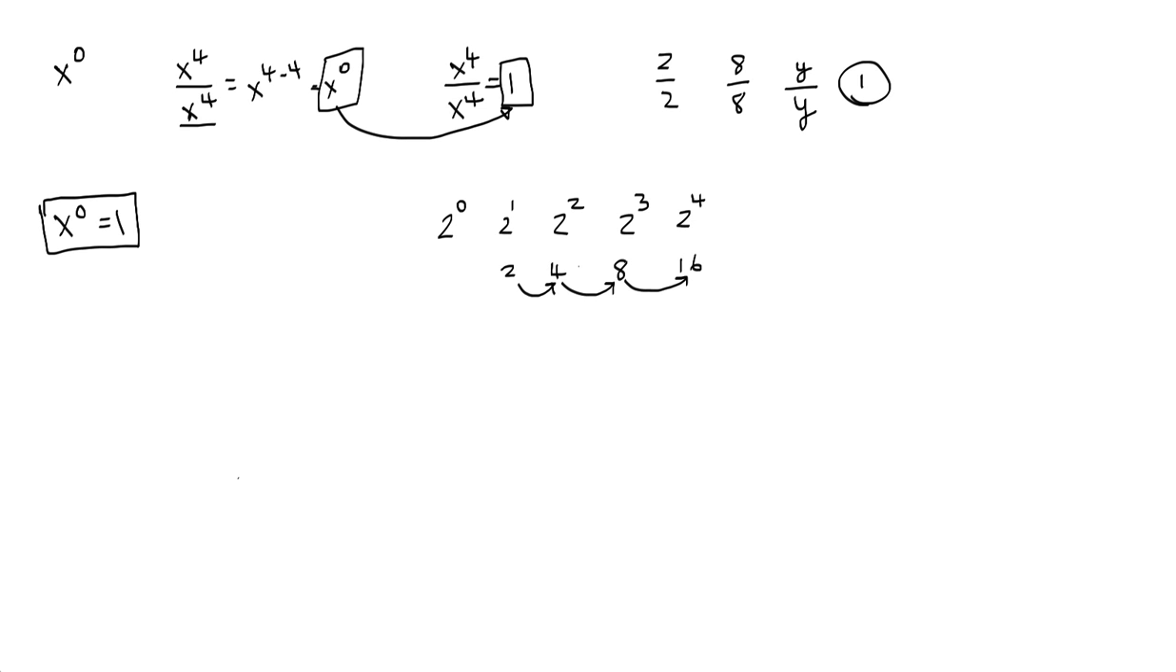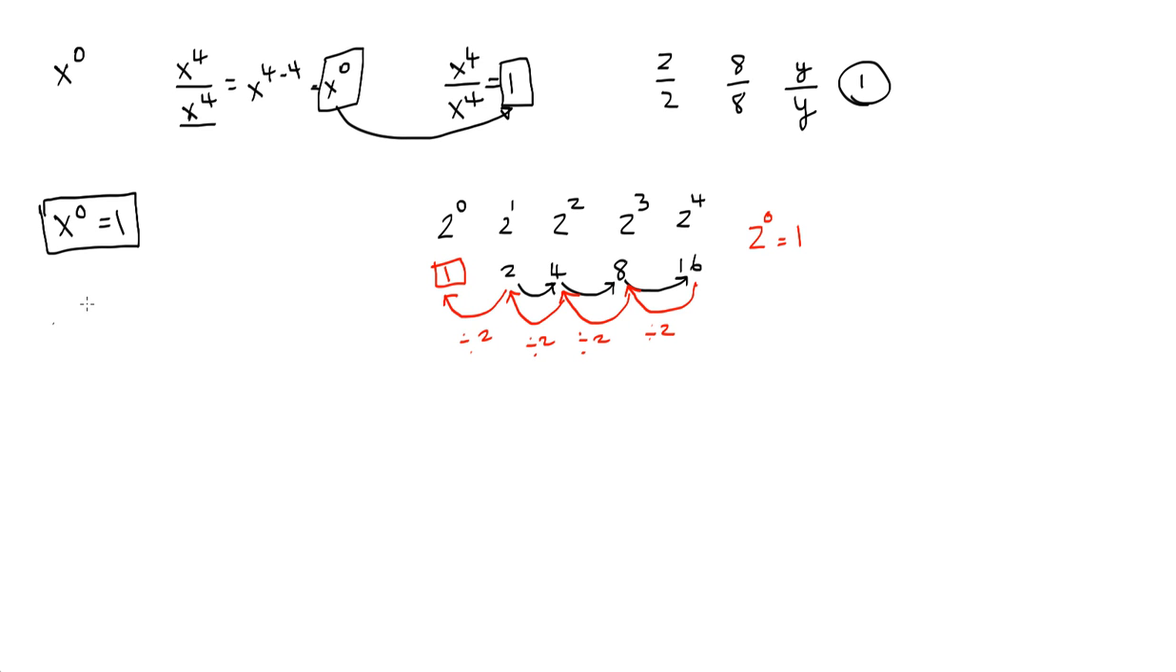So how do I go backwards? Well, if I'm multiplying by 2 going to the right, 16 divided by 2 is 8. 8 divided by 2 is 4. 4 divided by 2 is 2. So 2 divided by 2 should give us 2 to the 0. 2 divided by 2 is 1, ladies and gentlemen. It's magic. No, it's math. 2 to the 0 is 1.